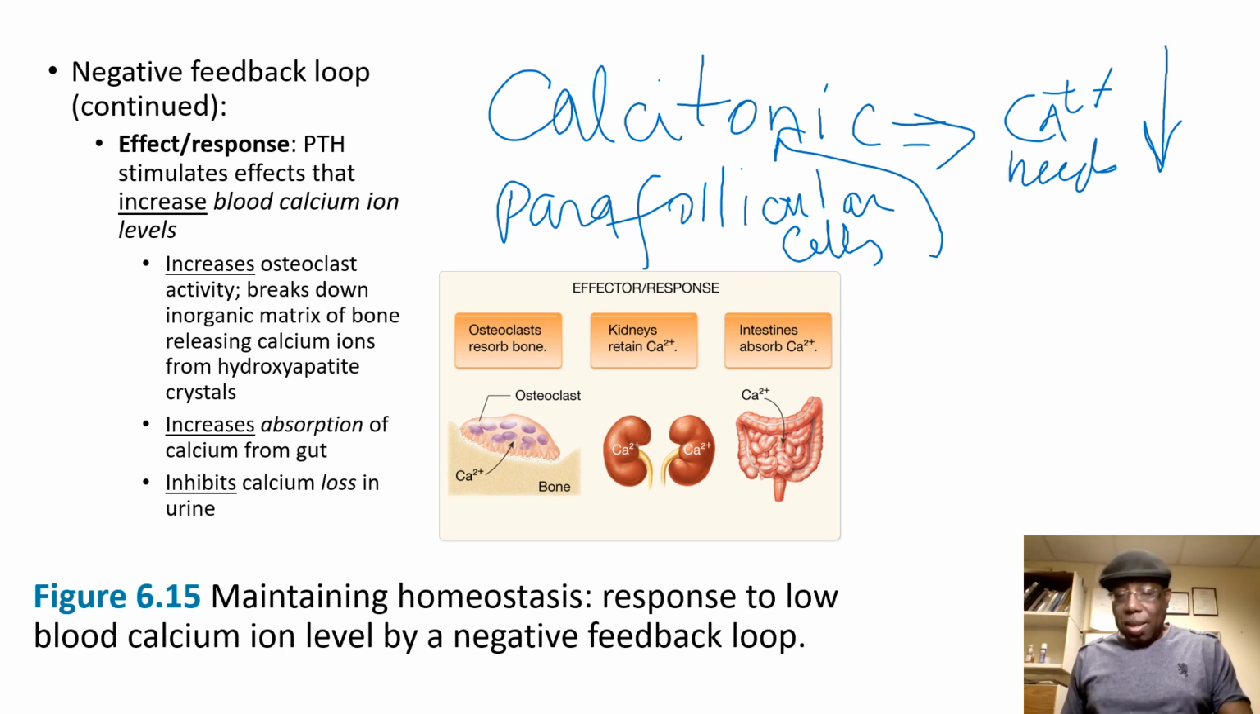Same way, when parathyroid hormone stimulated osteoclasts to take calcium from the bone and put it into the blood where it's needed because it was too low, then you'd also want to inhibit osteoblasts from doing the opposite. You see? So that's how that goes.